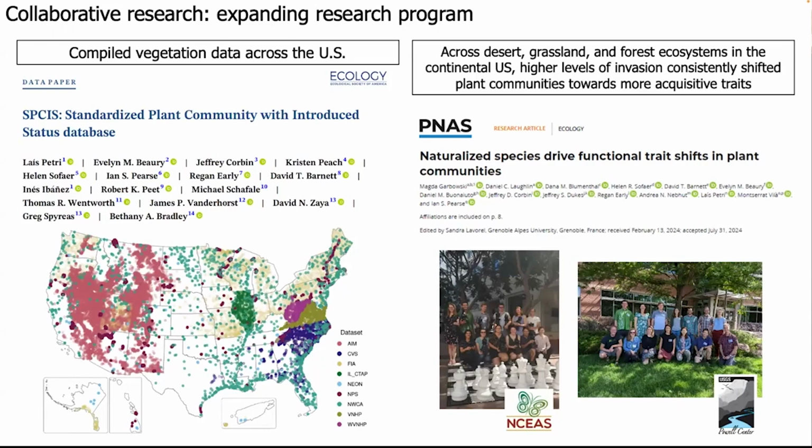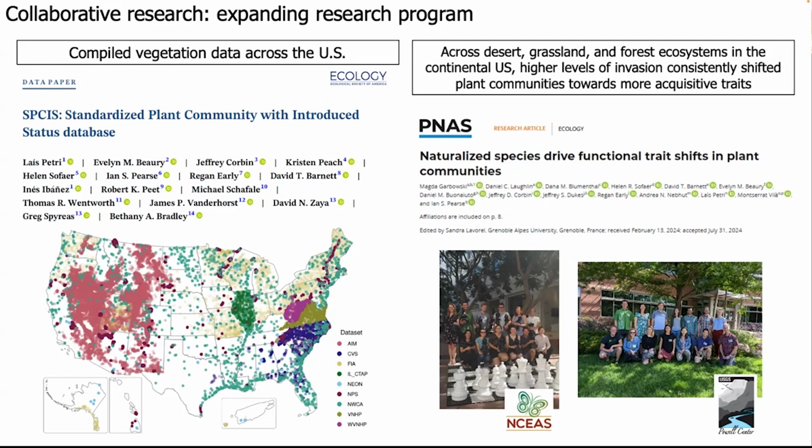So there's this database that we incorporated, where I harmonized vegetation surveys across the US, trying to put them in a way that we would know which species are there, how abundant they are, if they are native or introduced to that area, and then thinking about those patterns and processes across scale in the continental US.